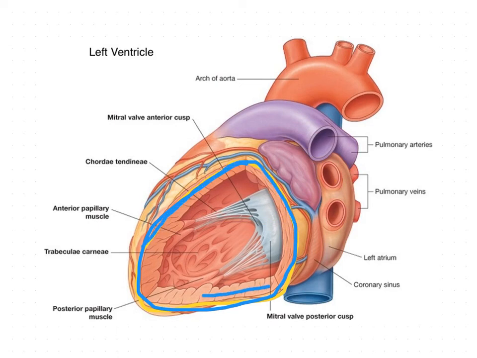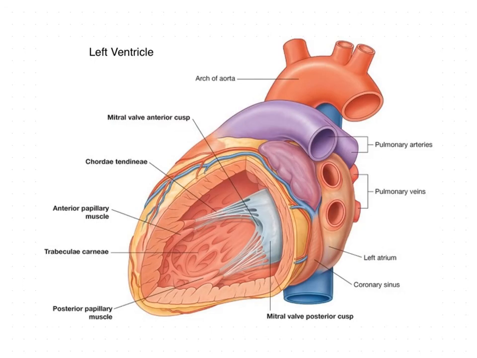See how thick it is. This wall is 3 times thicker than the wall of the right ventricle. This is the exposed part of the left ventricle. The left ventricle receives oxygenated blood from the left atrium and pumps it into the aorta. Here you have this opening, so it is pumped into the aorta like this.